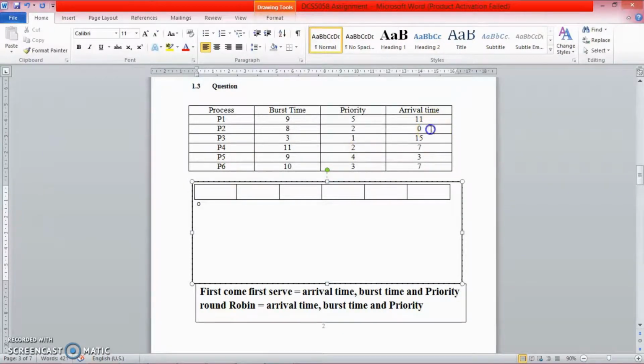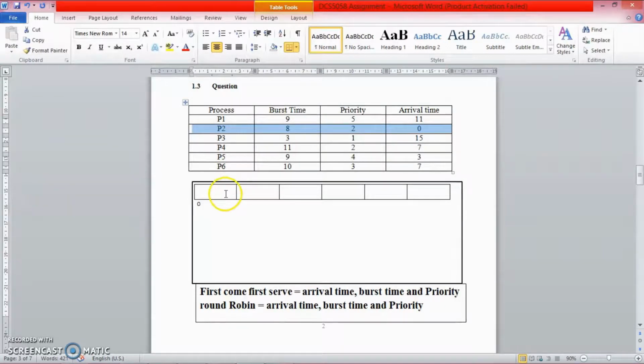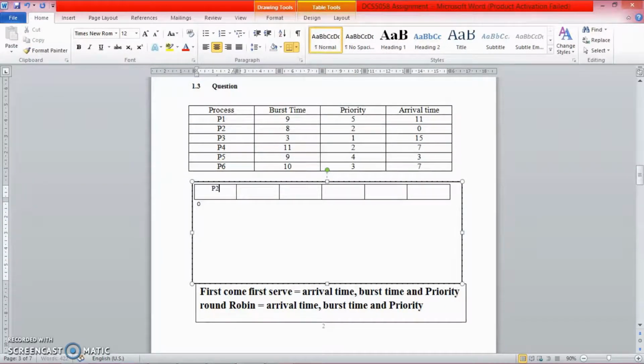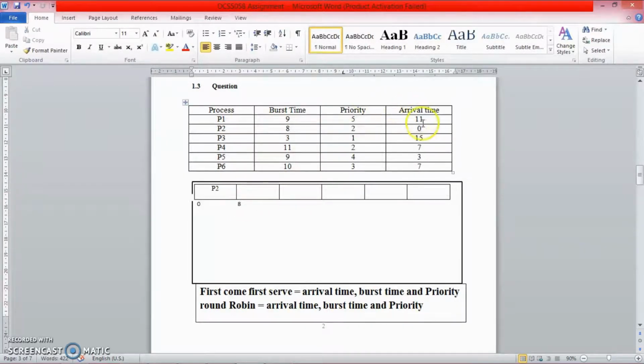Okay, the process arriving at 0 is P2, which is process 2. Let's put process 2 here. And then the Gantt chart is always based on the burst time, and the burst time for P2 is 8. So put 8 here, and then followed by 0.